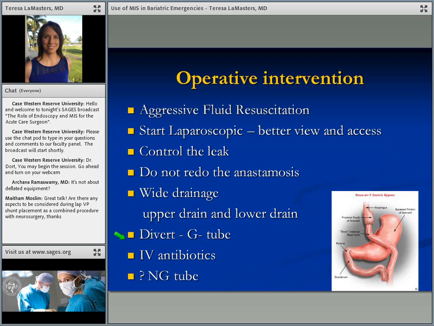The next space is called Peterson space, and it's really the space between the Roux limb and the mesocolon. Now, in an antecolic gastric bypass, there's still a space between the Roux limb mesentery and the colon, and that can still cause hernias, even though it's a bigger space. The third space is the jejunojejunostomy, the mesentery defect of that, and so we call that the JJ defect.